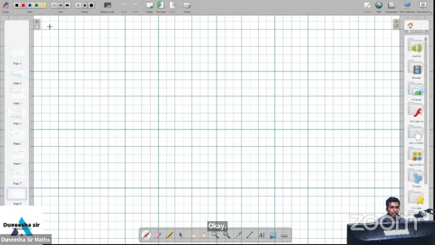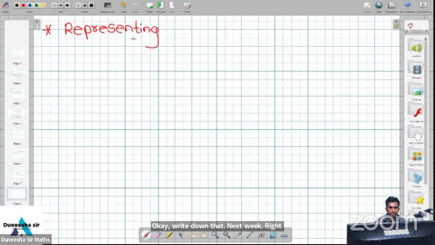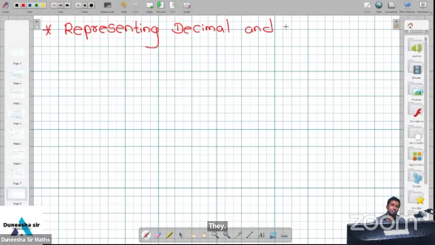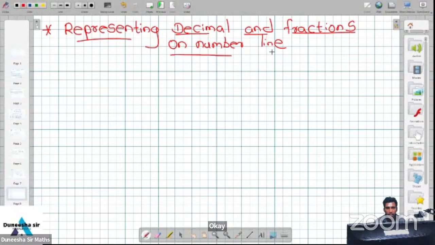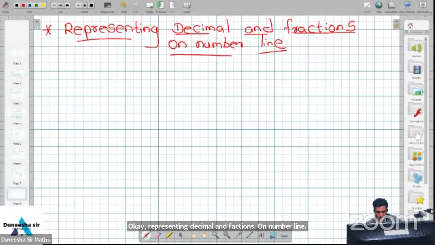Okay, write down the next subtopic: Representing decimals and fractions on number line. Okay, representing decimals and fractions on number line.